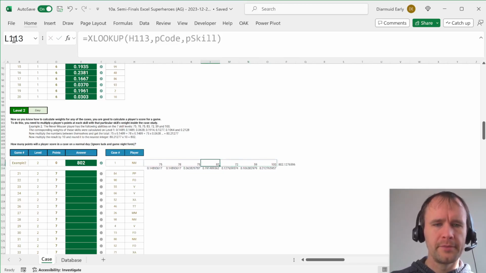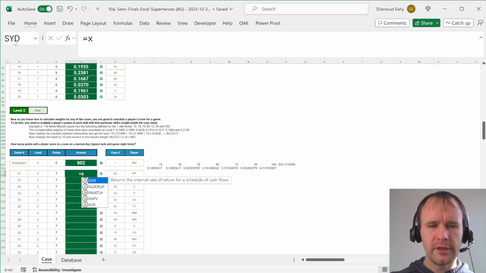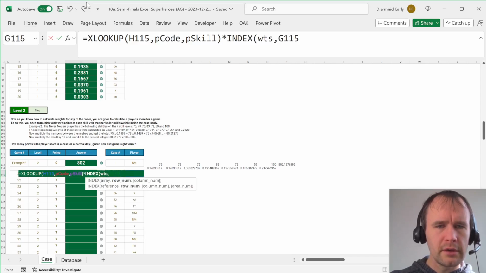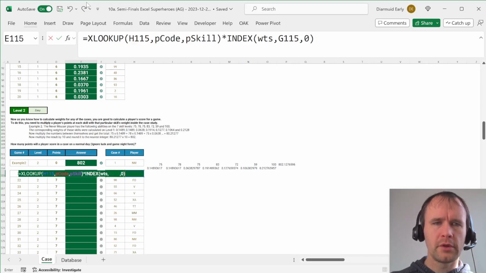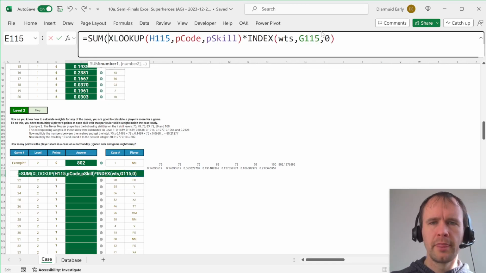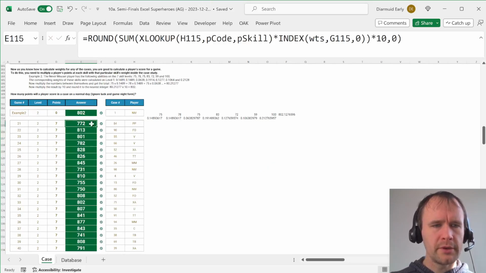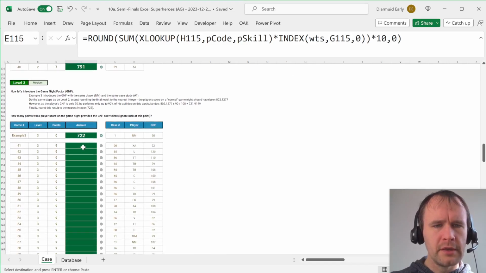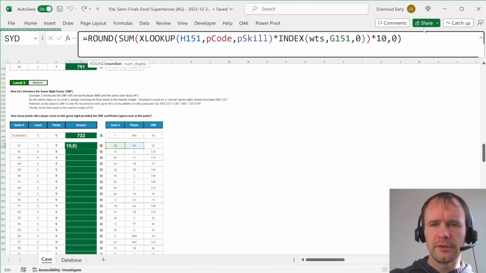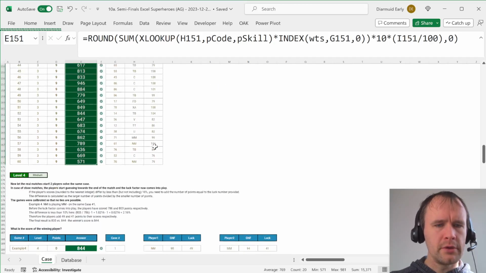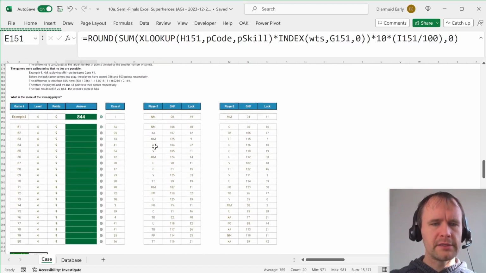Then multiply by 10 and then round. So we're just going to wrap that all into one. So we'll say xlookup this in pcode returning from pskill times index WTS case number, column number 0 for all columns. We want to take the sum of those two multiplied by each other, multiply by 10, and then we want to round it to a whole number. Round 0. Okay. All smiles. Okay, so next level. Level 3, we're going to do the same thing, but add in the game night factor, and that just means we multiply by this over 100. And that's all good.